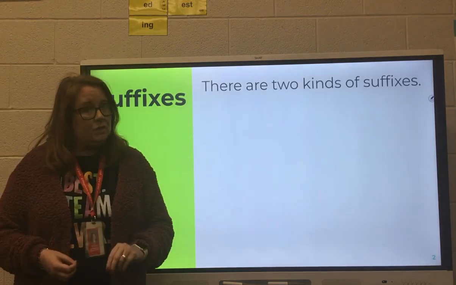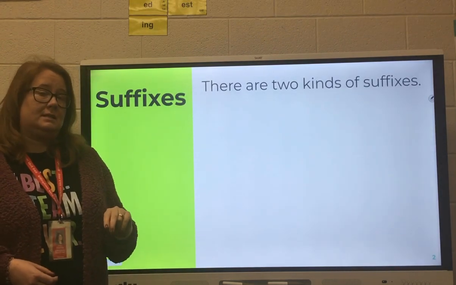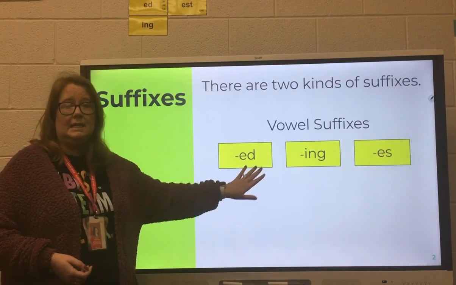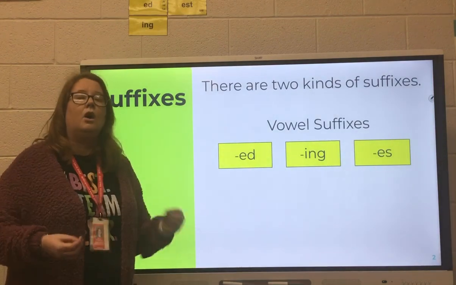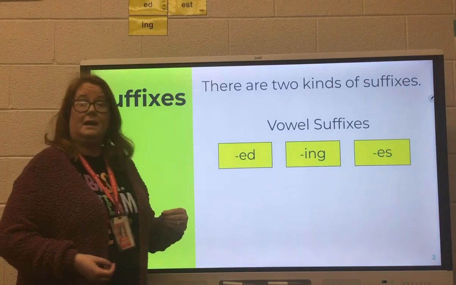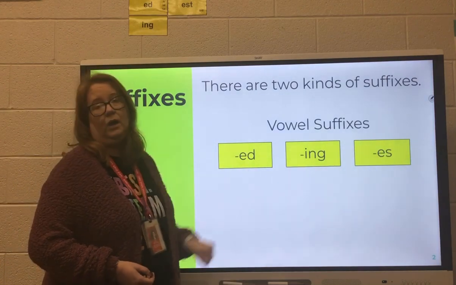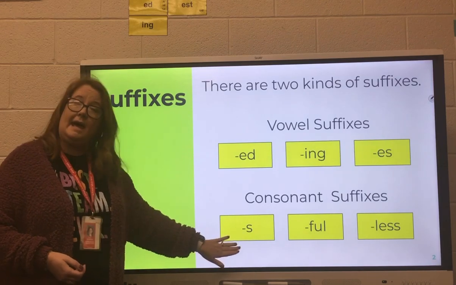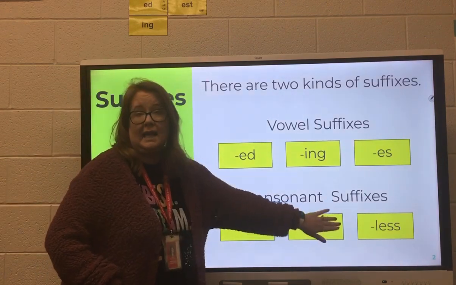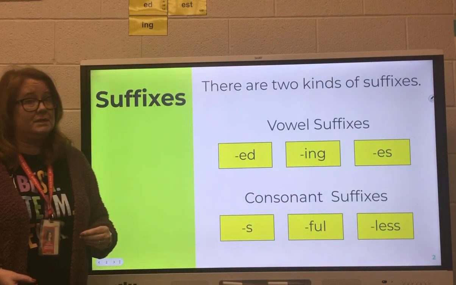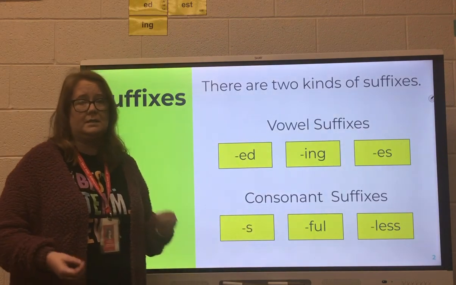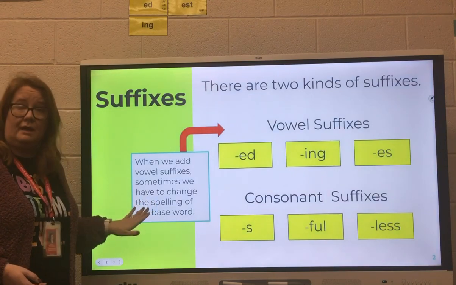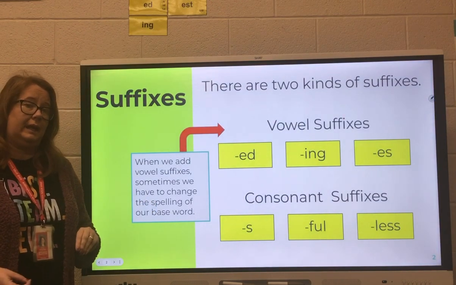I want to remind you that there are two kinds of suffixes. There are vowel suffixes. ed, ing, es are all vowel suffixes because the suffix itself begins with a vowel. There are consonant suffixes. s, ful, less are all consonant suffixes because the suffix begins with a consonant letter. This is important to know because the vowel suffixes are the ones we need to worry about when spelling.